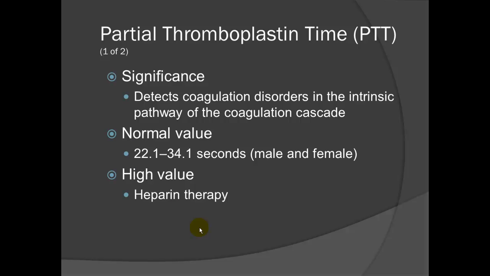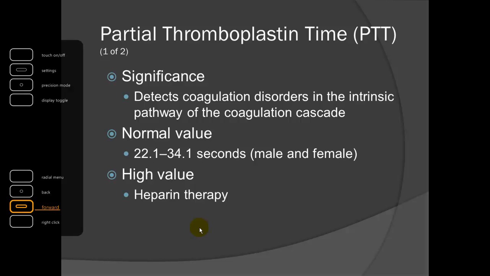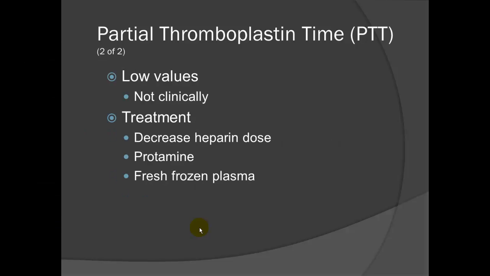A PTT, or a partial thromboplastin time. Significance: it detects coagulation disorders in the intrinsic pathway. Now that's going to be through the platelet pathway of the coagulation cascade. Normal value is going to be 22.1 to 34.1 seconds, male and female. A high value would say that we have way too much heparin on board. So a PTT that's high would say we probably need to back off on the heparin therapy. Low values are not clinically significant.